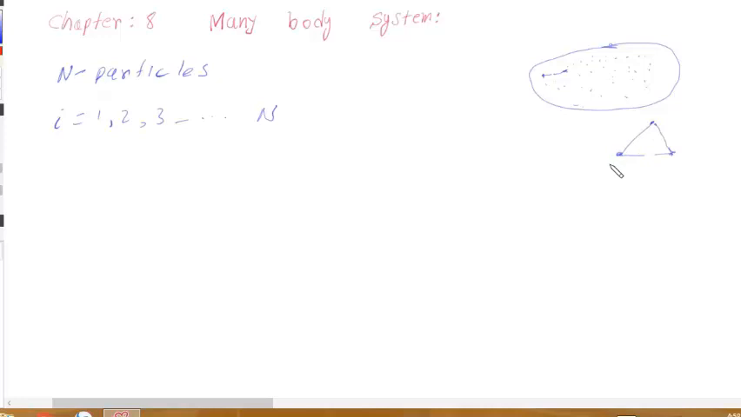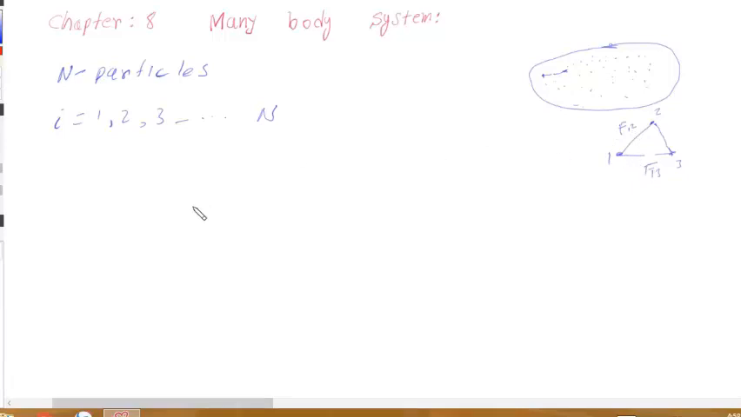Here the force is, let's say, F12. This is particle 1 and this is particle 2. And this force is, let's say, F13. This force cannot be affected by that force. These forces are completely unaffected by the other bodies.